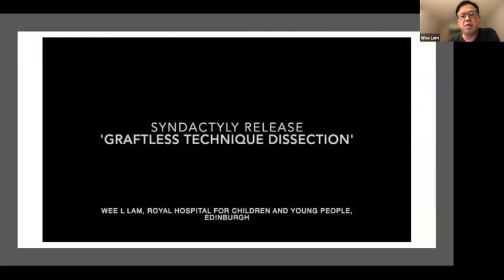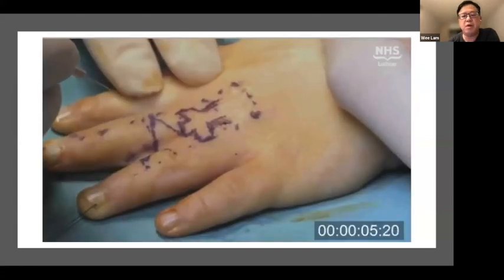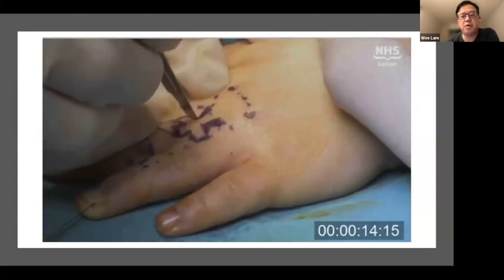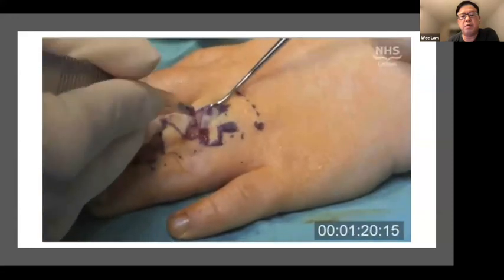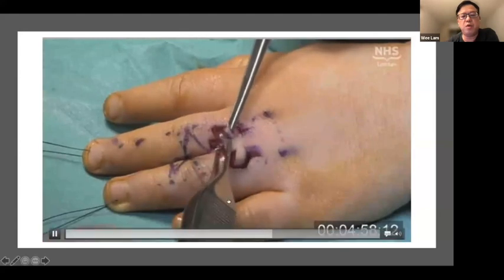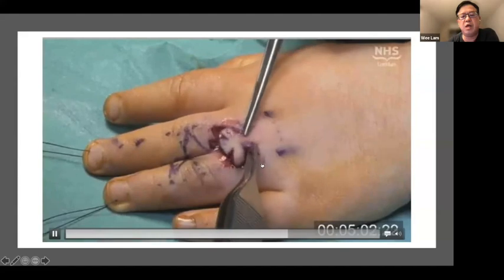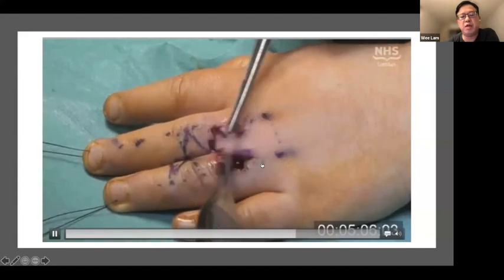So that's the design, and then in terms of the dissection, again, nothing much to say about the initial flap. Raise it as thick as you can. And this is really what I want to show, the importance of using every single aspect of the laxity of the skin, because this is what allows the graftless technique.